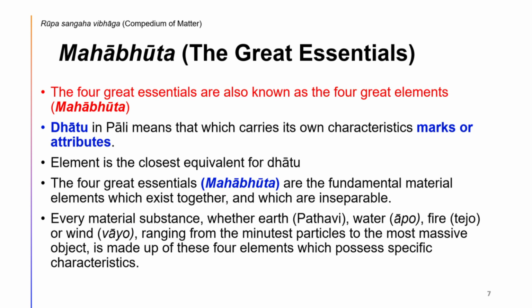So we learn all these four great essentials. It's the start of a build-up to understand the rest of the 24. Dhatu in Pali means that which carries its own characteristic marks or attributes. The closest equivalent word for Dhatu is element.